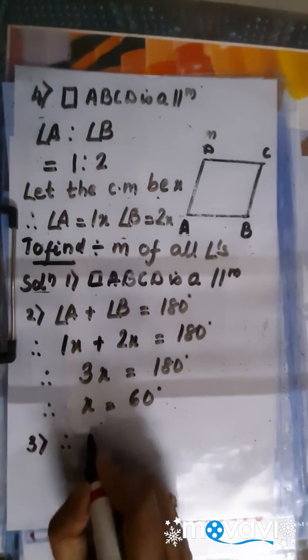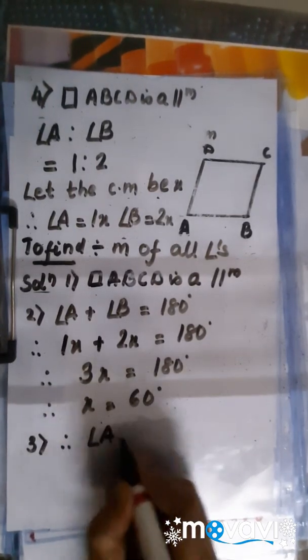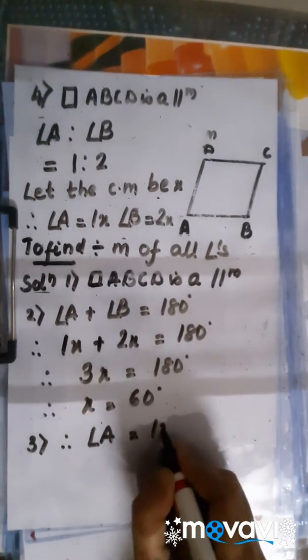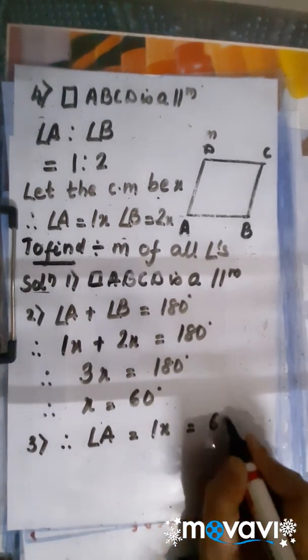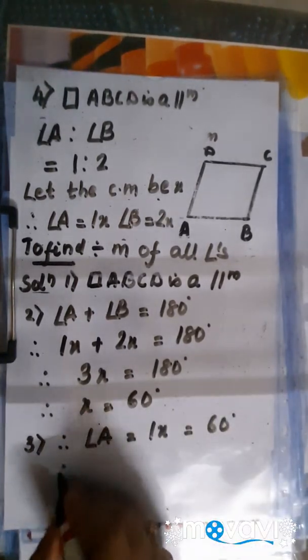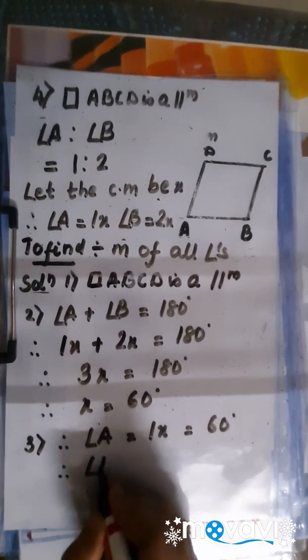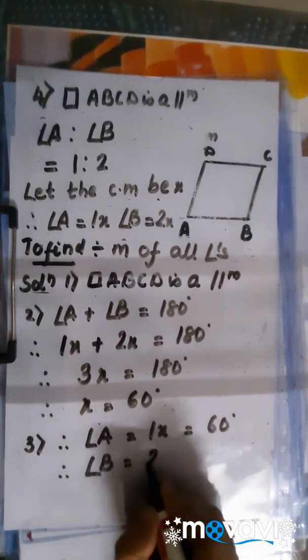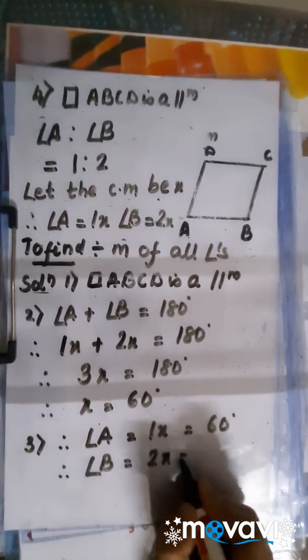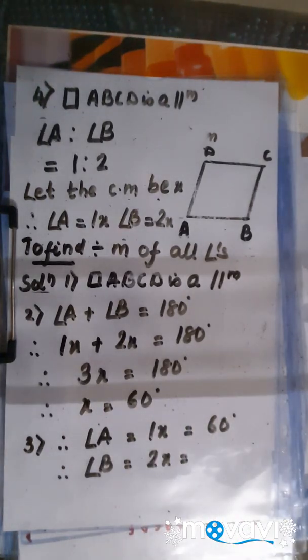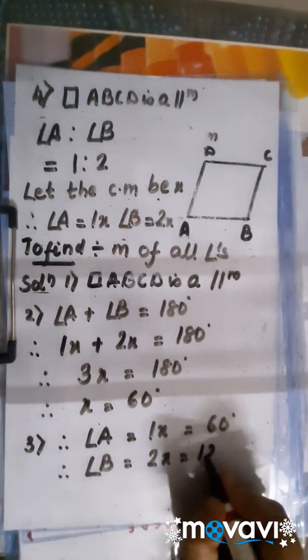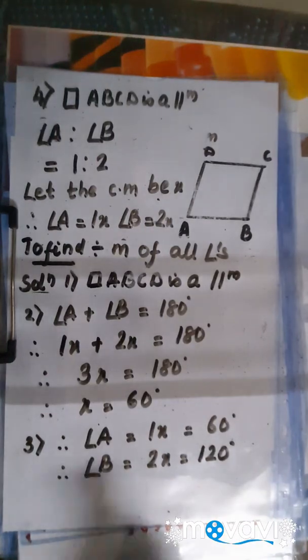Therefore, angle A is equal to 1x, which is equal to 60 degrees. Angle B is equal to 2x, which is equal to 2 into 60, which is equal to 120 degrees, correct? So we found out A and B. Now how do we find out C and D?